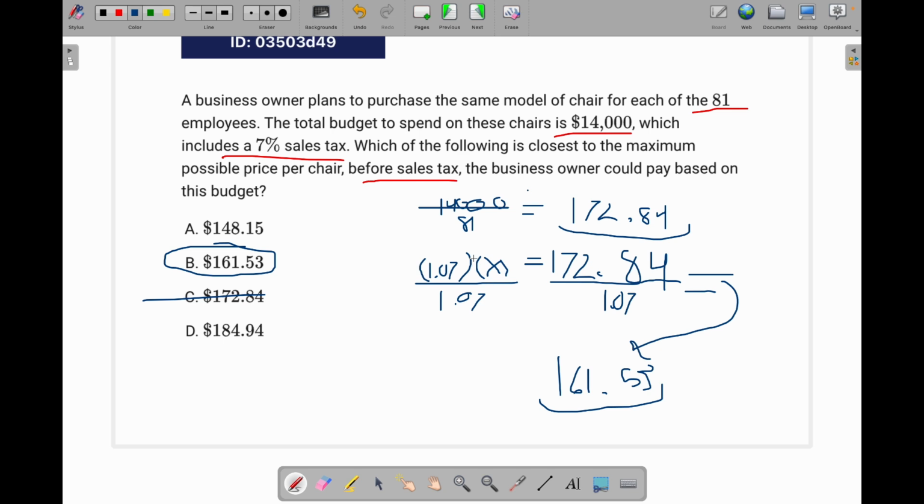And that's my tip for you. Read it carefully, because I'm sure a lot of you would have just gone with C if you didn't see the sales tax. With this $14,000 to spend, the maximum is going to be after the sales tax.